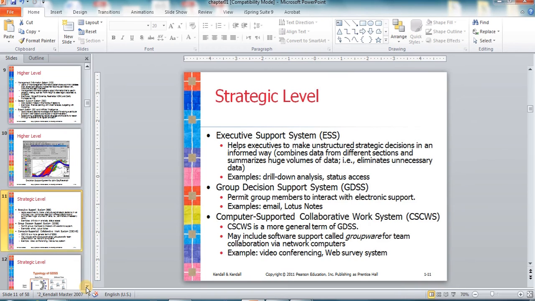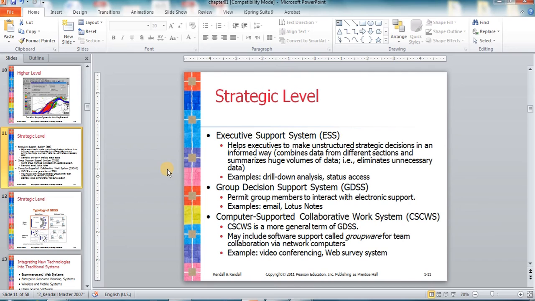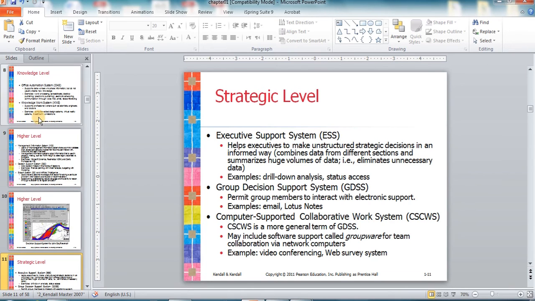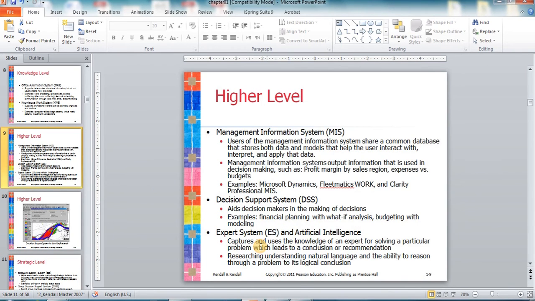Finally, at the highest level, the strategic level, which usually contains the top management of the company, we have three types of software. The executive support system software is very similar to the decision support system, but the decision support system is usually related to a specific department or specific section of the company. On the other hand, the executive support system is usually related to the whole company.